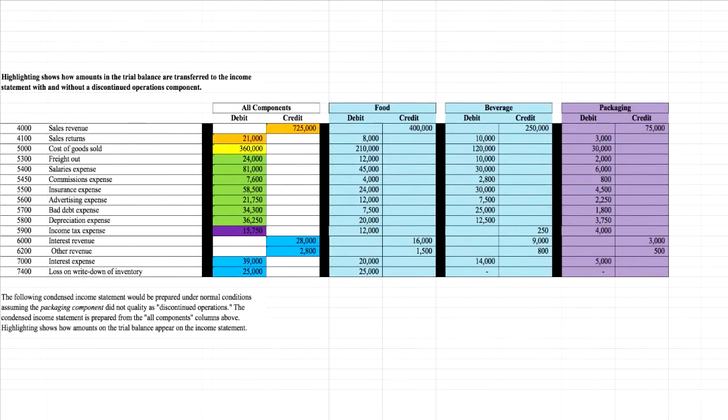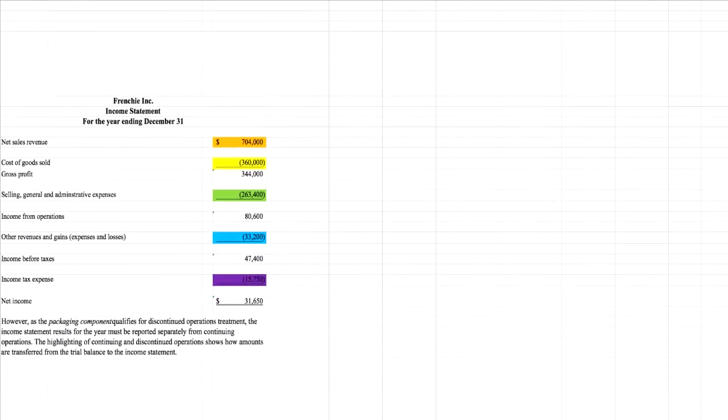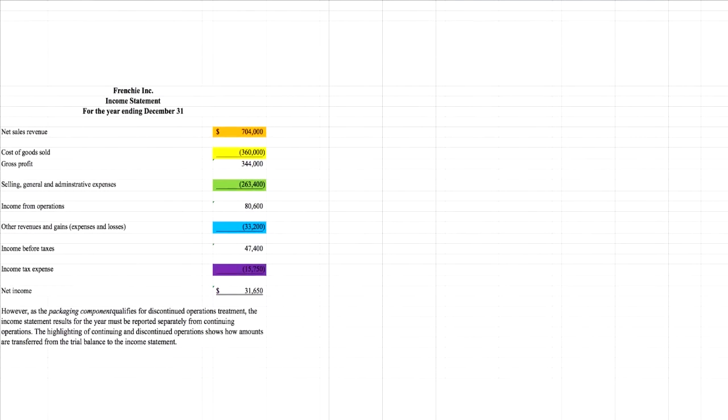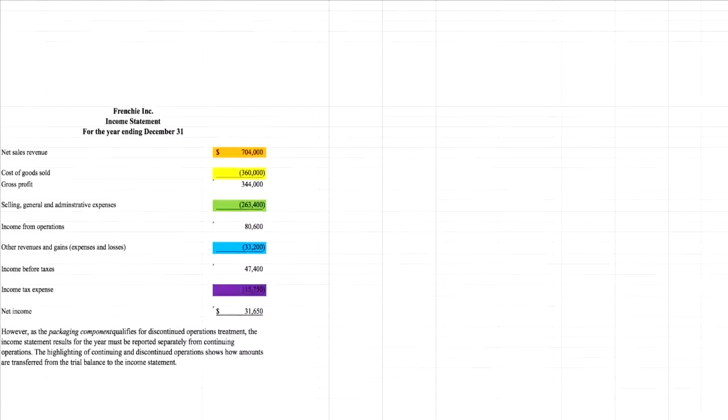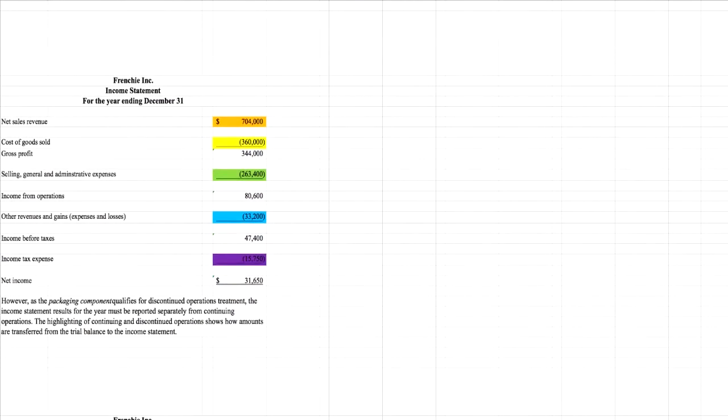Okay, that's going to be our total sales, gross, minus the 21,000. And if you take the 725 minus that 21,000, there's for all three components without any discontinued operation, all three components together, combined sales of 704. The cost of goods sold, the 360, well, that's the sum of the 210, the 120, the 30, obviously 360,000, all three entities. Gross profit, 344, SG&A, adding across.